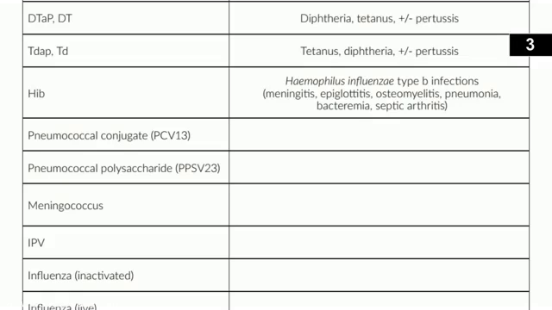Next is the pneumococcal vaccine. There are two different variations. There's the pneumococcal conjugate vaccine, or PCV13, which covers 13 different pneumococcal serotypes. So this is given to infants and toddlers. Then there's also a pneumococcal polysaccharide vaccine, or PPSV23, that covers 23 pneumococcal serotypes.